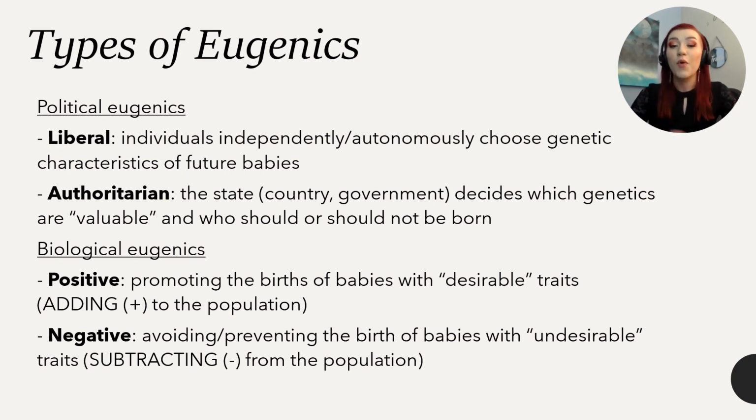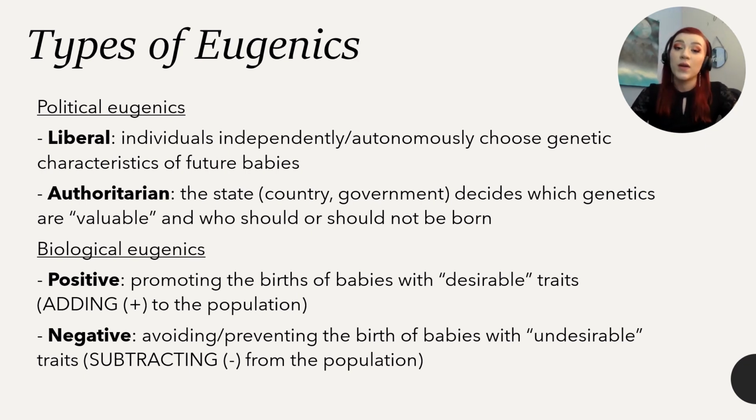When we come to biological eugenics, we have both positive and negative eugenics. And this is not a moral valuation, positive or negative. This is kind of like math in this case. So positive would be essentially adding, promoting the births of babies with so-called desirable traits, increasing the amount of people in the population who have those traits. Negative eugenics, on the contrary, is this decrease or subtraction, so avoiding or preventing the birth of babies with so-called undesirable traits, decreasing the amount of people in the population who have these so-called undesirable traits.